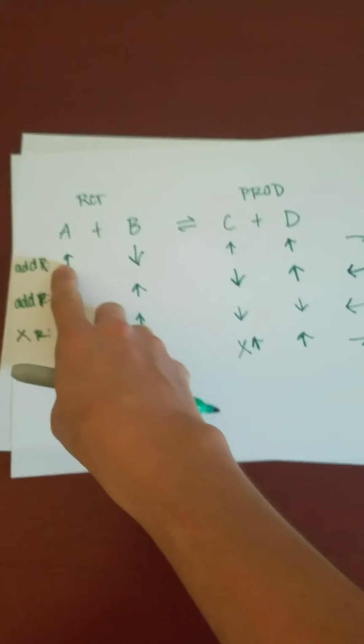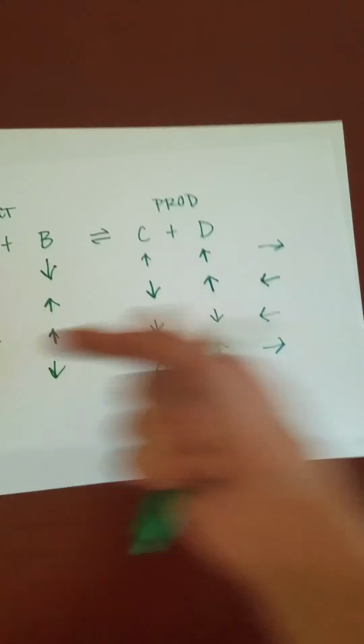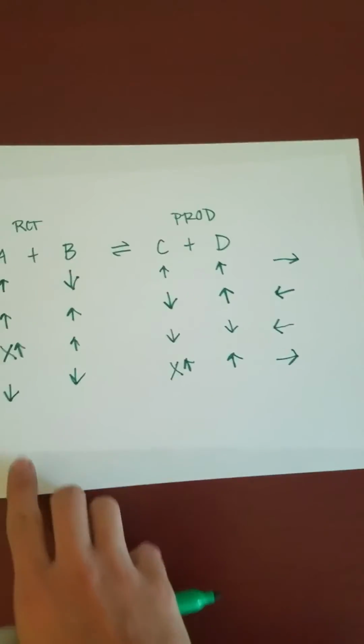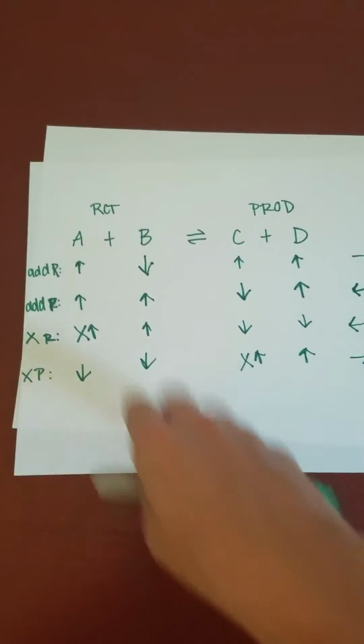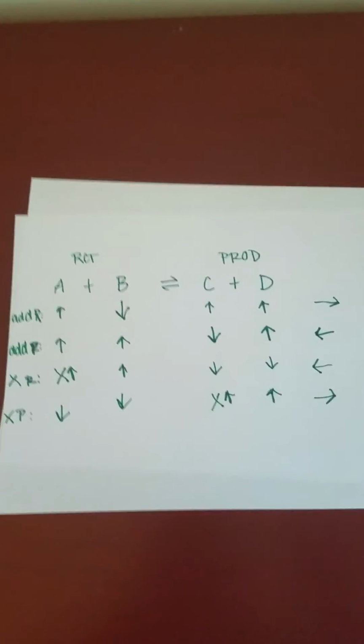I hope you're seeing the pattern here. If we add reactant, we go right. If we add product, we go left. If we eliminate reactant, we go back left. If we eliminate a product, we go back right. So in general, if you add on one side, the other side increases. If you take away on that side, that same side has to increase in order to create the balance.